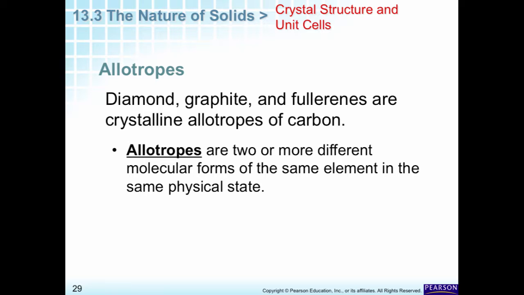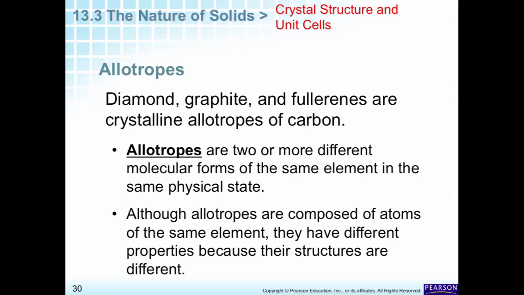All right. So all of these three things are carbon, but we call them crystalline allotropes, meaning that they are not the same crystal structure. The definition of an allotrope is simply a substance having two or more different molecular forms of the same element. So that's basically what an allotrope is. Now, here's a clincher with an allotrope. That's really important.